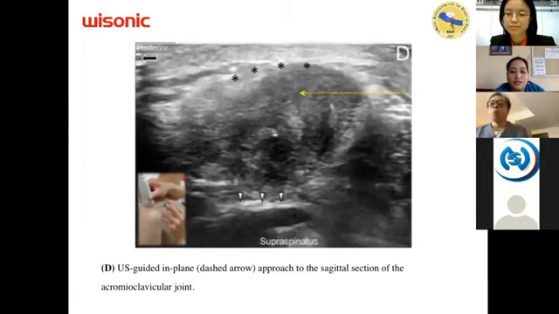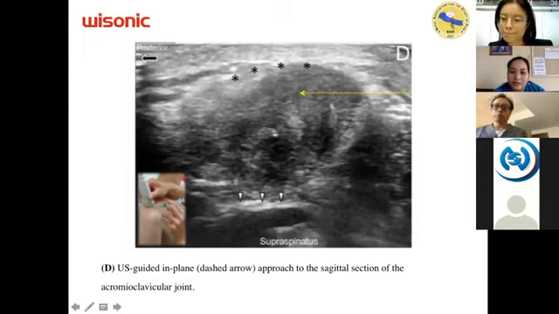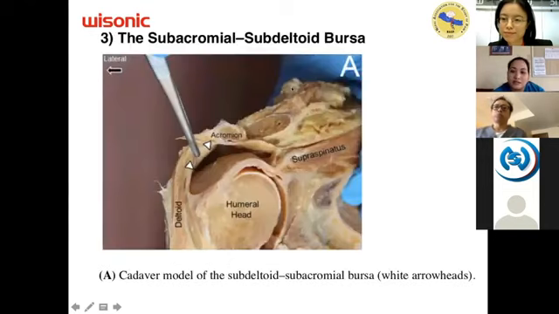You can also do an ultrasound guided in-plane approach on the sagittal section of the acromioclavicular joint. Sometimes in a very severe arthritic joint, this approach is very helpful. As you can see in the inset, you put your ultrasound probe like this and inject in plane, but in the sagittal section view. This is the superior acromioclavicular ligament. You put your needle in like this from anterior to posterior and just inject below the ligament.